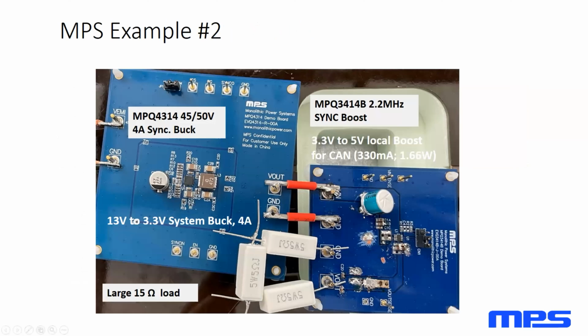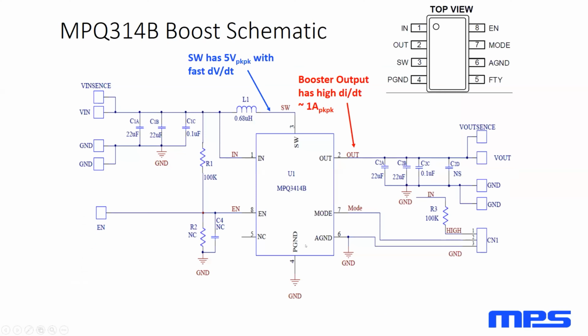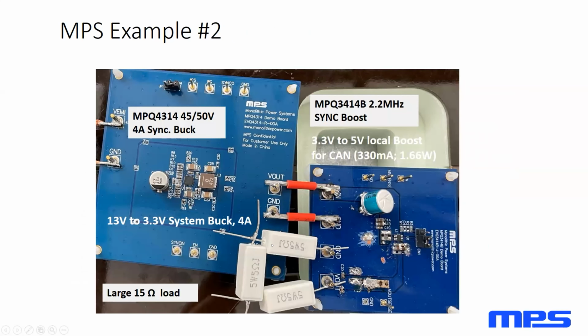So here's another example. We have a 4314 providing a 3.3 volt output, and then we're using a 3.3 to 5 volt boost part. And I'll make some comments here that maybe this loop that the load resistors form and these wire connections may not be the best idea. But we'll go through the data anyway.